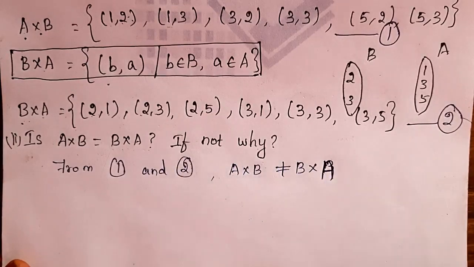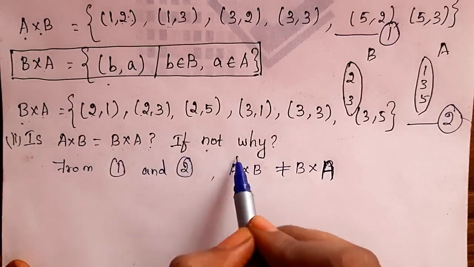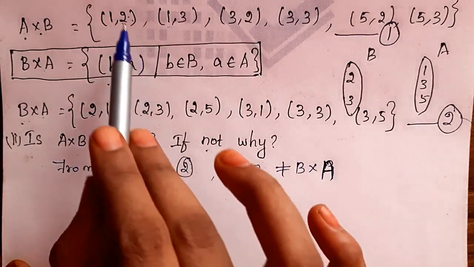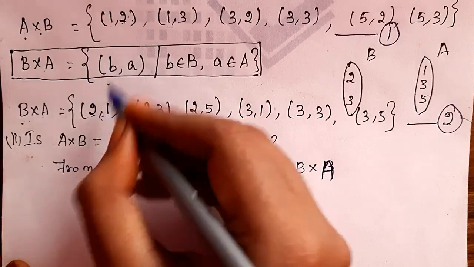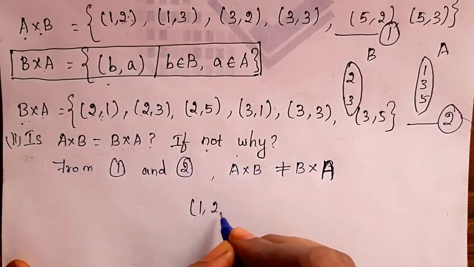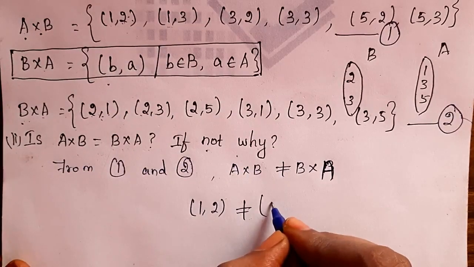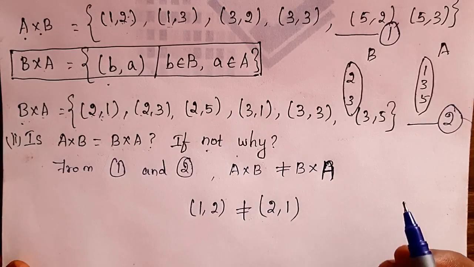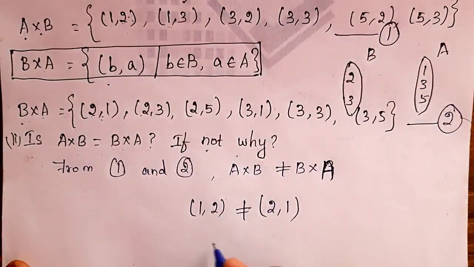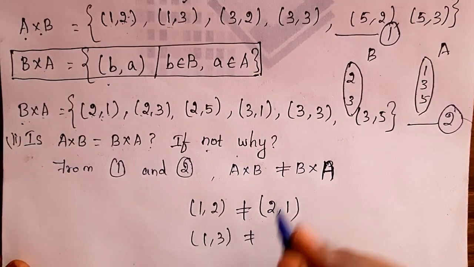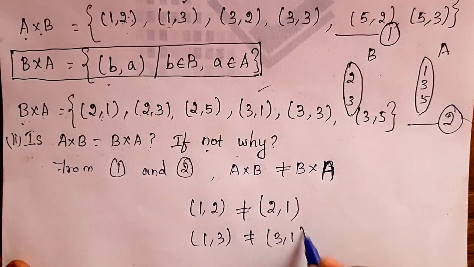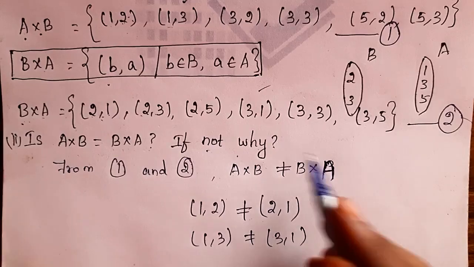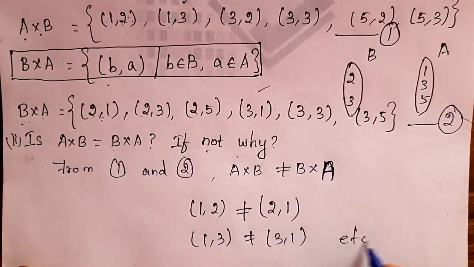If not, why? They ask why. So we can say that (1, 2) is not equal to (2, 1). Am I right? Like the same, (1, 3) is not equal to (3, 1). Okay, these are all the reasons. You can write etc. Many reasons. Okay. Next, third part.